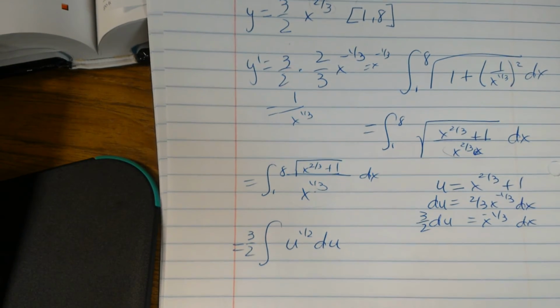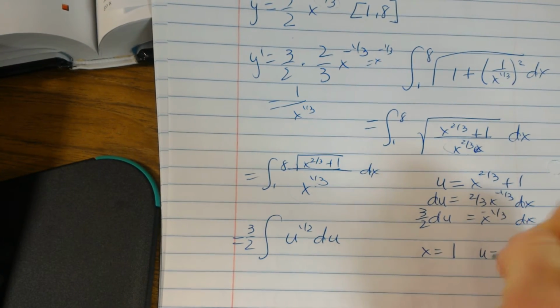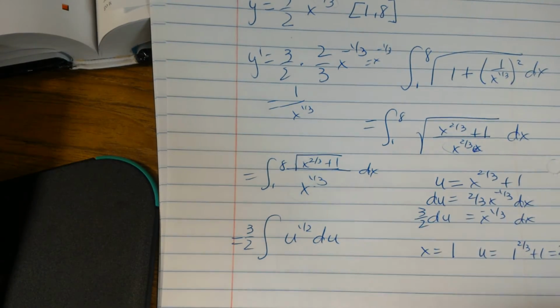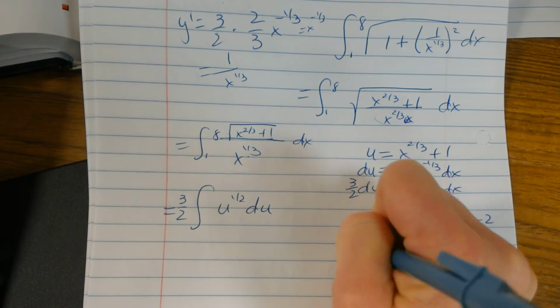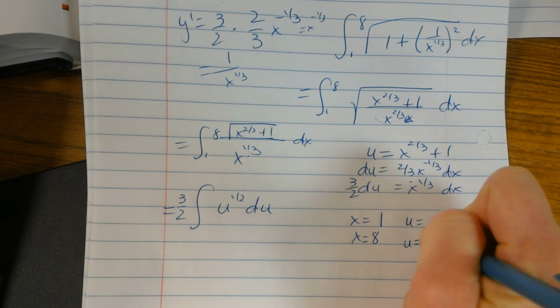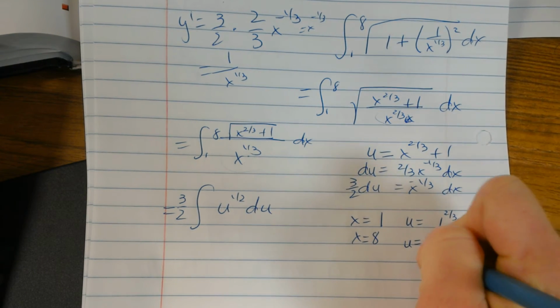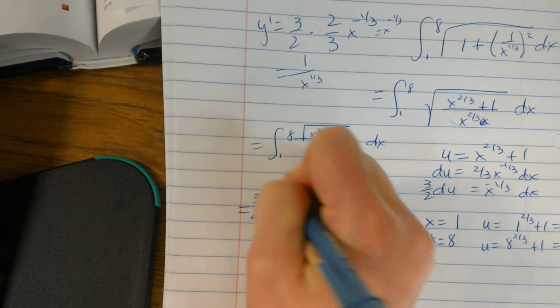So let's go ahead and plug these points in. If x is 1, u is going to be 1 to the 2/3 plus 1, so that's going to give me 2. If x is, what's the other one, 8, I have u equals 8 to the 2/3 plus 1, so that's 4 plus 1 is 5. So we're just going to plug in 2 to 5.